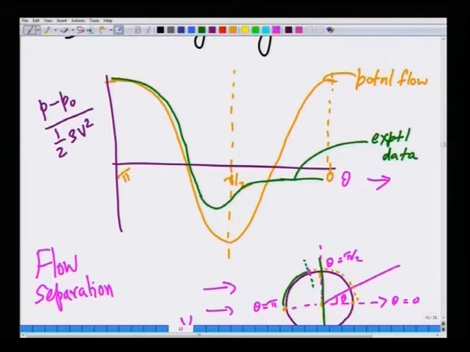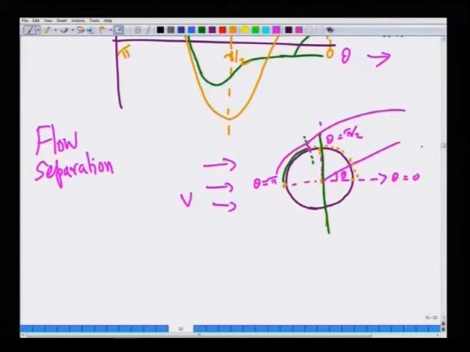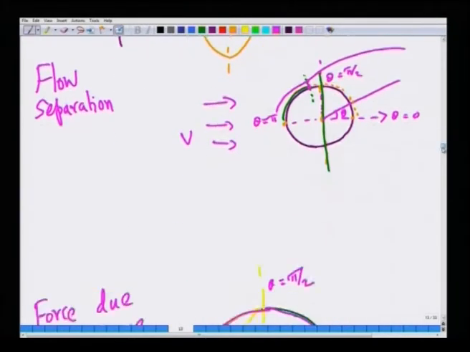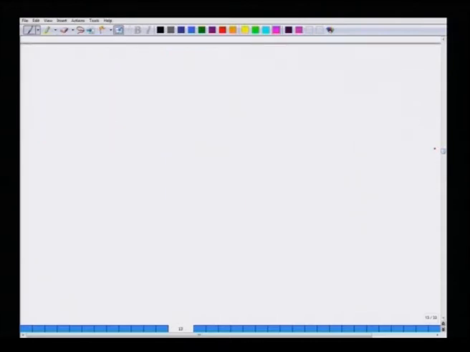This is what causes the flow that was following the surface of the cylinder to deviate, to take off from the surface of the cylinder. That is the reason why the flow separates, unlike in potential flow, and that causes the pressure to vary significantly. And the reason why flow separates is because of viscous effects. I will come to that as we go along.